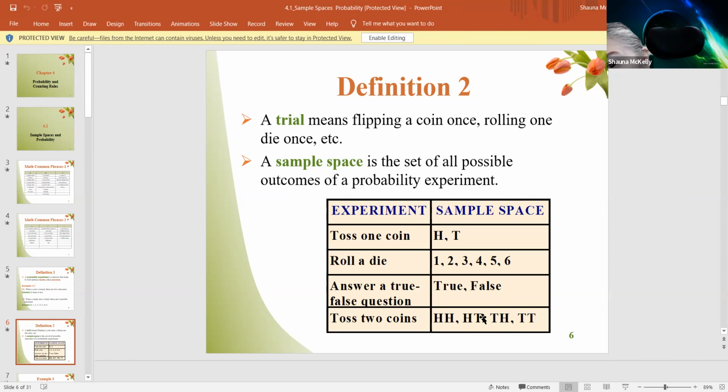And sometimes when we describe this, we use different coins. So if you had a quarter and a nickel, heads on the quarter and tails on the nickel is different than tails on the quarter and heads on the nickel, because you had different outcomes. That's why that's there.